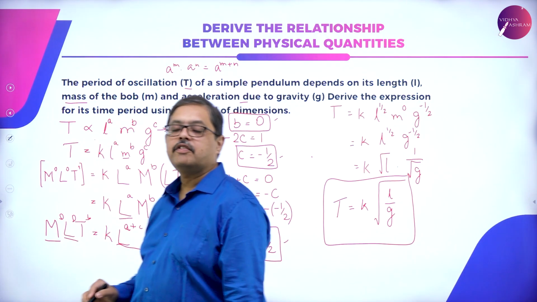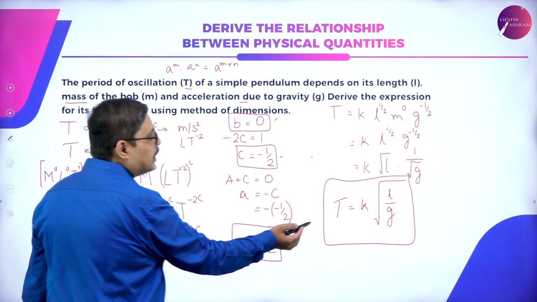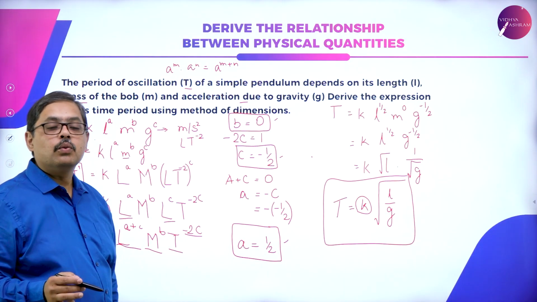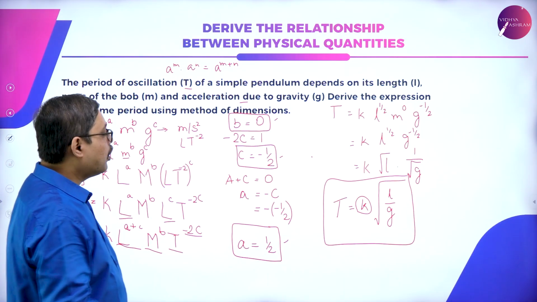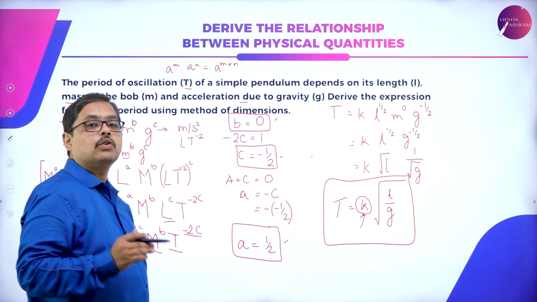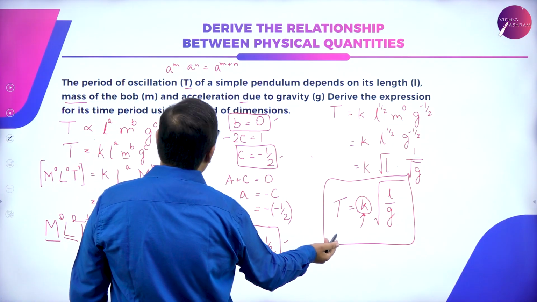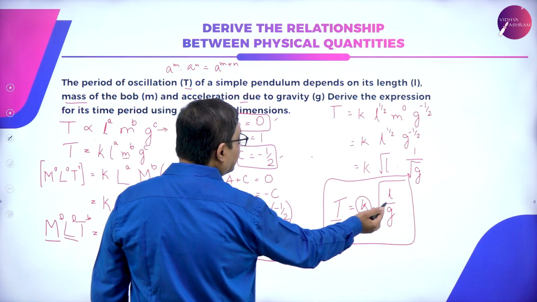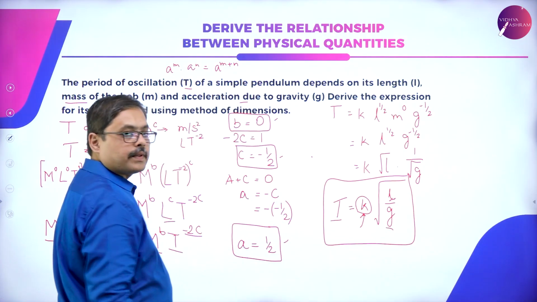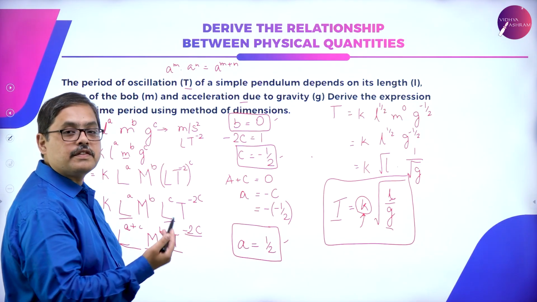Okay, I am left with the equation T is equal to K into square root of L by G, where K is proportionality constant. Please remember, with the help of dimensional analysis, I will not be able to find out what is the exact value of K. I can only say that it is somewhat related between what? The period of oscillation T, the length, and the gravitational force. Okay. So this is how you can derive relations between physical quantities.